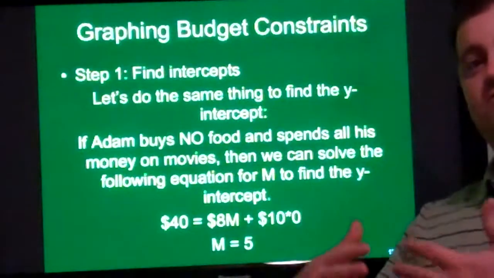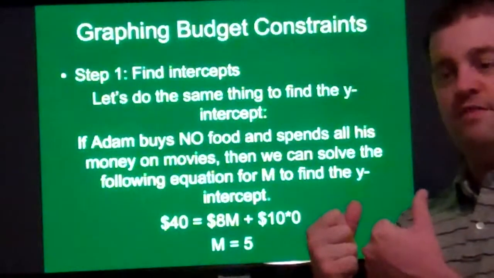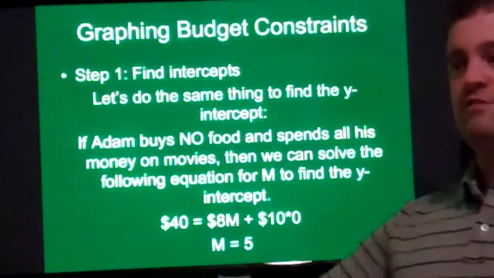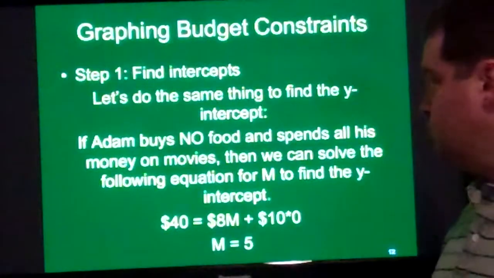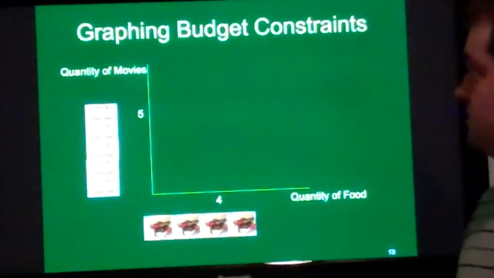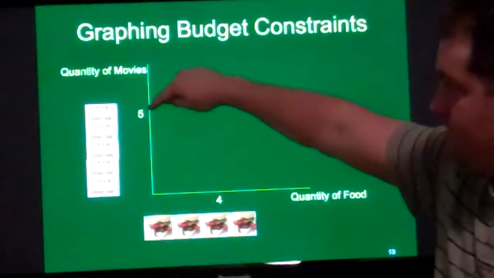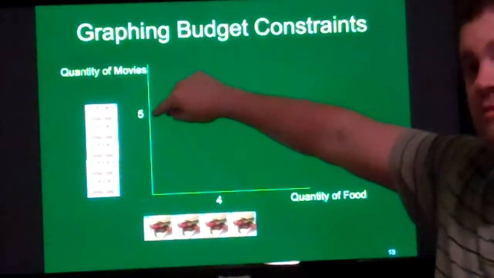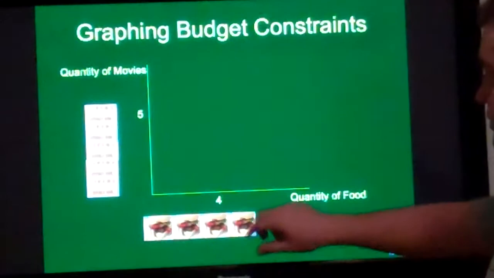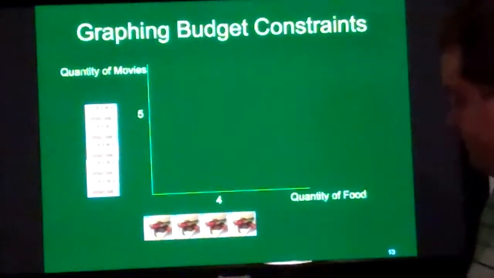Similarly, to find the movie intercept, I'm saying that the amount of food Adam's going to have is 0, and so Adam's going to spend all of his money on going to movies. When I do that, I get m equals 5. So on the graph, I've got 2 points. I've got the movies intercept, which is the most amount of movies that Adam can go to. And I've got the food intercept, which is the most amount of food that Adam can purchase.